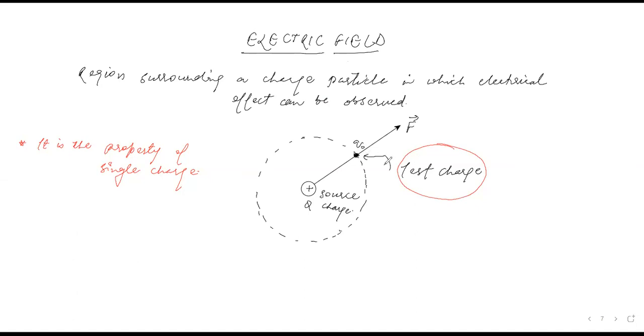Because the magnitude of test charge is very small, it never disturbs the field of the source charge. Instead, it also gives all the information about the field of that source charge. So it is said to be the test charge. Are you clear or not? Do you understand it? Yes, sir.